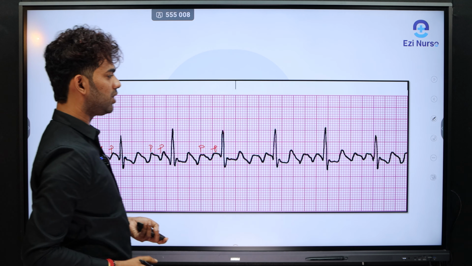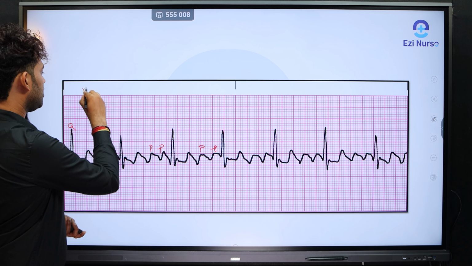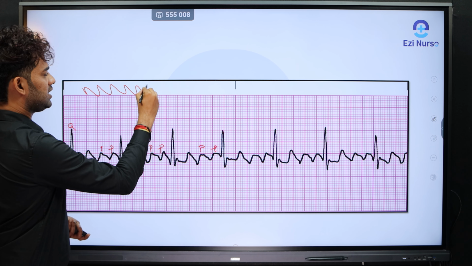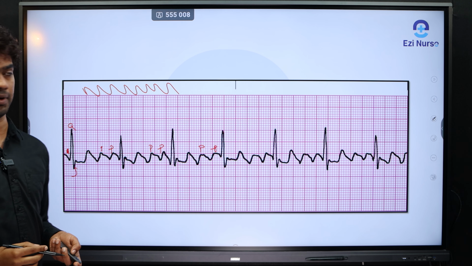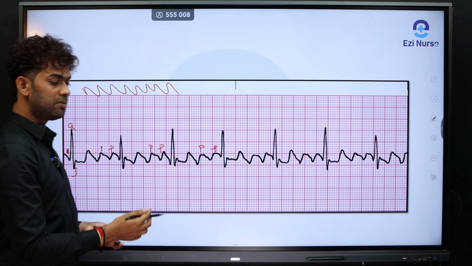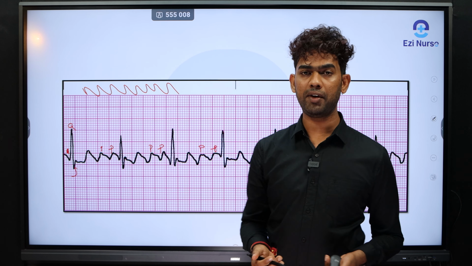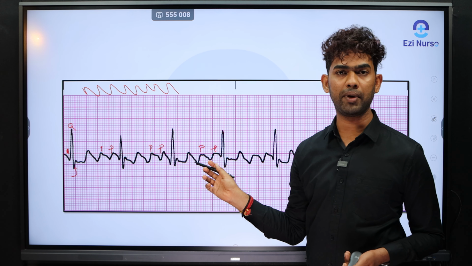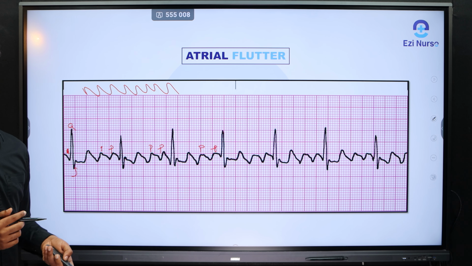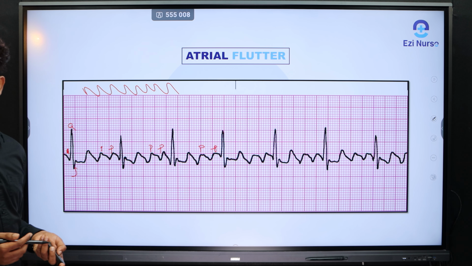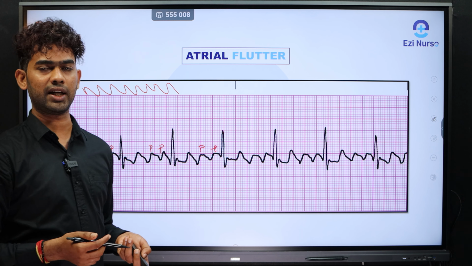And see the shape of the P wave is just like a sawtooth appearance. See the shape of the P wave. The sawtooth appearance and multiple P waves will be there. So if the rhythm has multiple P waves with a sawtooth appearance, then we can call the rhythm atrial flutter. Okay, so it's really easy, right? Then we can go with the next rhythm.